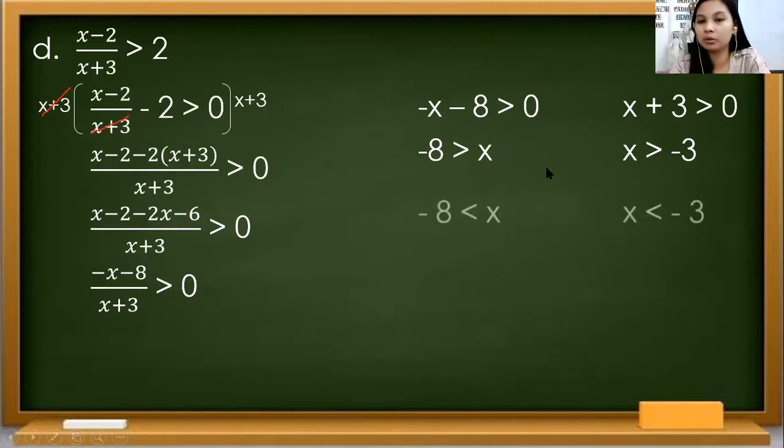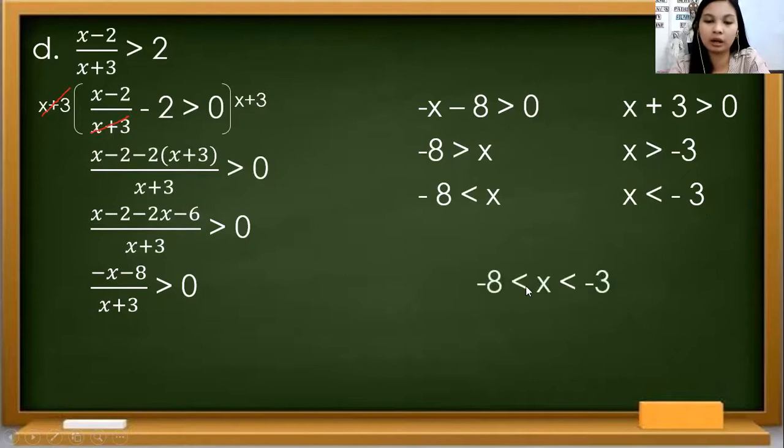So, kung susulat mo siya, pwede siya maging x is greater than negative 8 and then x is less than negative 3 po. Okay? So, pwede siya sulat into one equation lang. X is greater than negative 8 but less than negative 3 po. Okay? Kapag opposite yung signs na nakuha nyo, pwede po iyon.